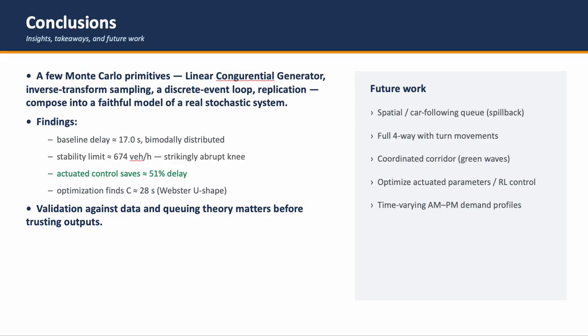The other lesson I would stress is that validating the model against both the data and known theory is what makes the output trustworthy. For future work, I would replace the point queue with a spatial car-following model to capture spillback, extend to a full four-way with turn movements, coordinate several intersections into a green wave, and optimize the actuated controller's own parameters.